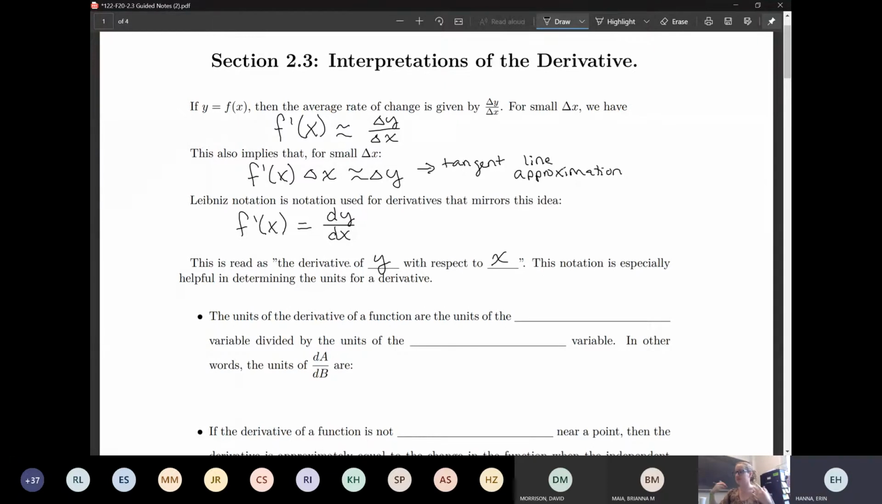And as I've already said, the notation is especially helpful in determining the units of the derivative. So the units of the derivative are going to be the units of the dependent variable, which I'll put y in parentheses because that's usually the more familiar one that we're used to using, divided by the units of the independent.